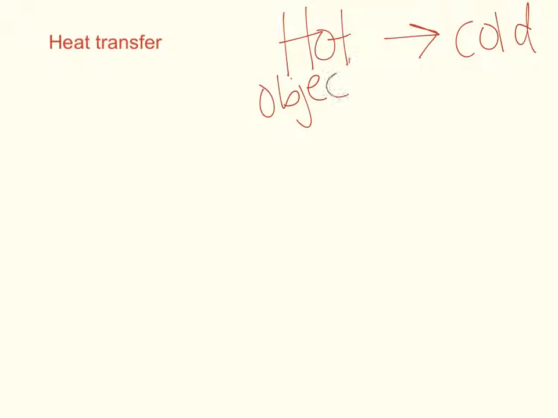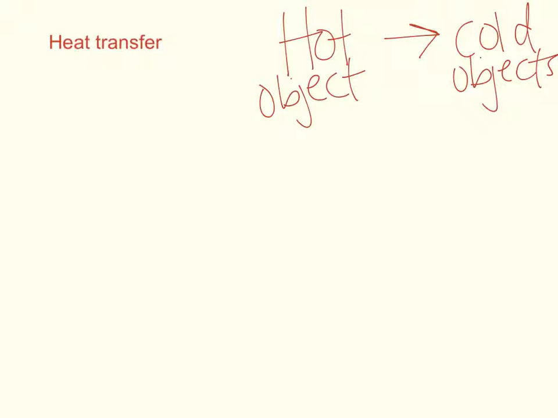This time I'm going to be talking about heat transfer. Heat transfer is the way that heat moves from a hot object to a cold object. That's the only way that heat can move, is from hot to cold objects. Hot objects to cold objects.